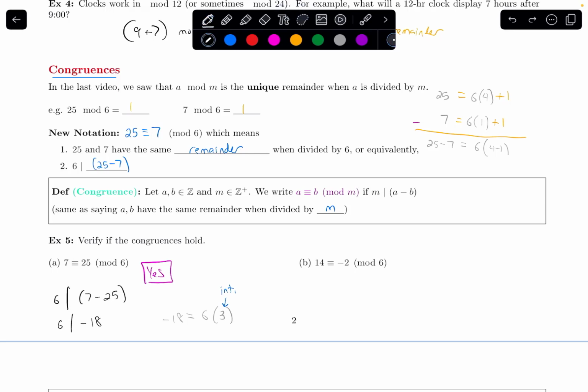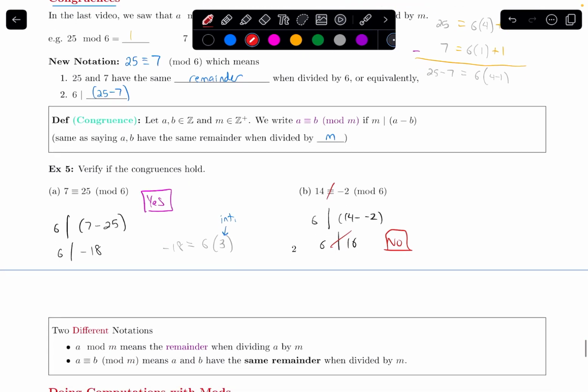If I try the same thing for this one: is 14 congruent to negative 2 mod 6? I'll check, will 6 evenly divide 14 minus negative 2? So does 6 divide 16? The answer to that is no. 6 does not divide 16. I'll put a slash through that divisibility symbol. As a result, we'd say 14 is not congruent to negative 2 mod 6.